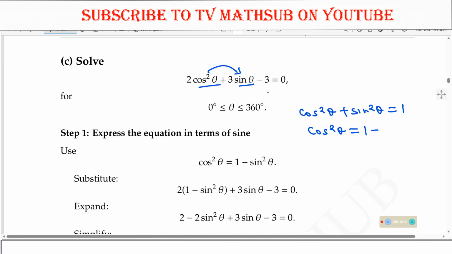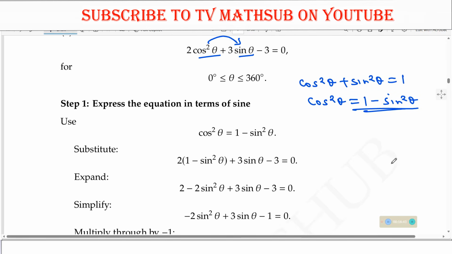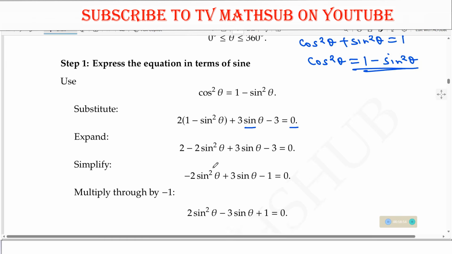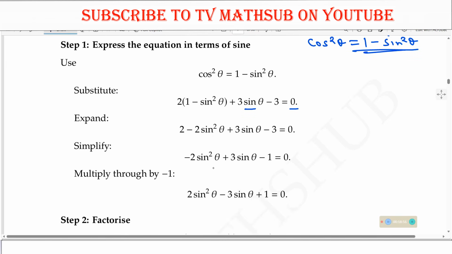So cos squared is equal to 1 minus sine squared of theta. So this is what we shall use. Where there is cos squared, we shall put this. So in this equation, where there is cos squared, let's put this. So we shall have 2 into 1 minus sine squared plus 3 sine of theta minus 3 equal to 0. So try to simplify and get negative 2 sine squared theta plus 3 sine of theta. This and this will give you negative 1 is equal to 0.